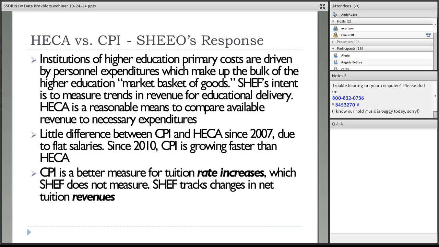It's actually, ironically, HECA is actually growing more slowly than CPI lately because it's focused on salaries, and salaries have actually not grown, as I'm sure most of you know, since the economic downturn and the Great Recession. Since 2010, CPI has actually grown faster than the HECA measure, although over 25 years, HECA is still a little higher. At SHEEO, we totally agree that CPI is a better measure of tuition rate increases for students and families, but it was never SHEF's intent to measure that.